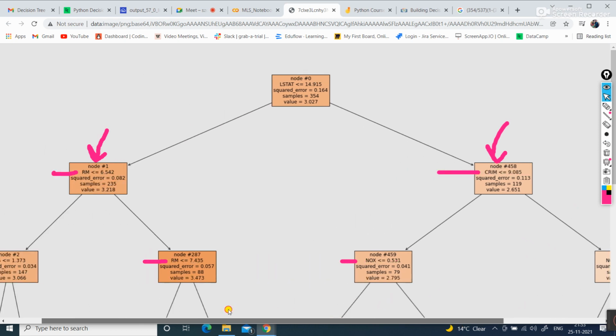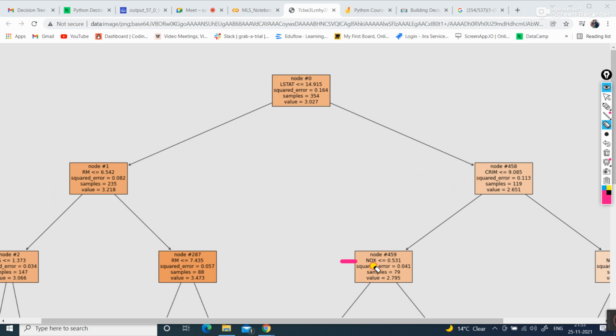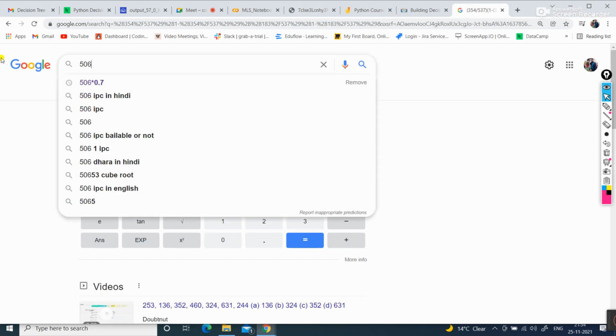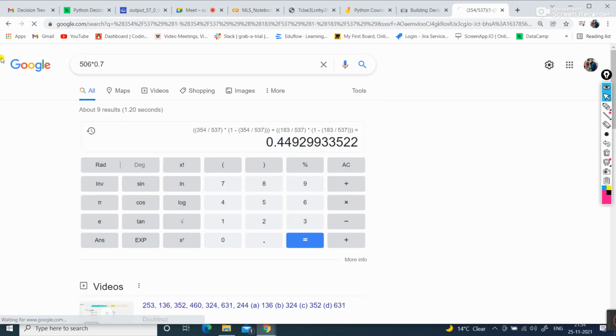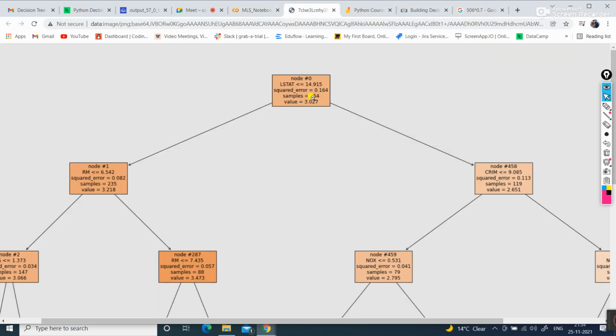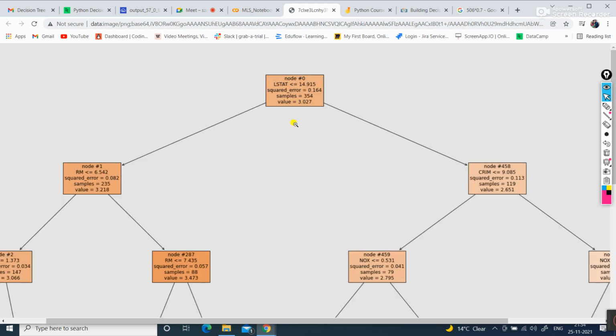Our total data that we had was 354. Let me double check. No, 506. We have 506 total, and 506 multiplied by 0.7 is 354. That's right, you're right. I didn't think about that. This decision tree is created on the basis of the training data set only.